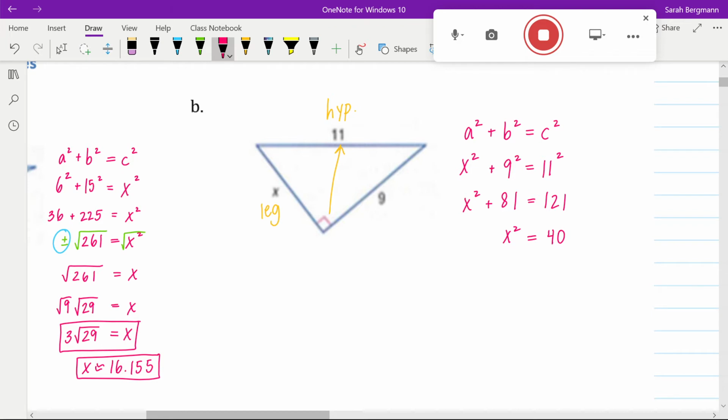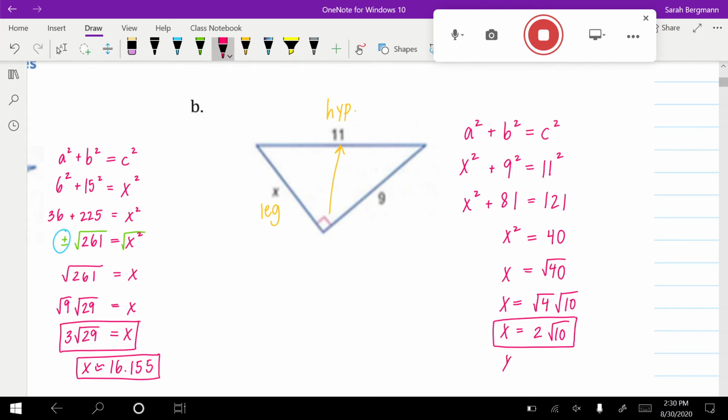Now remember, just like in the last problem, to get x by itself, to get rid of the squared, we need to square root. And like I said, you don't need to include plus or minus for these problems since the length of a leg could not be negative. The last step is to simplify. This time the largest square that goes into 40 is 4, and it goes in 10 times. The square root of 4 is 2. So our answer is x is equal to 2 square roots of 10.